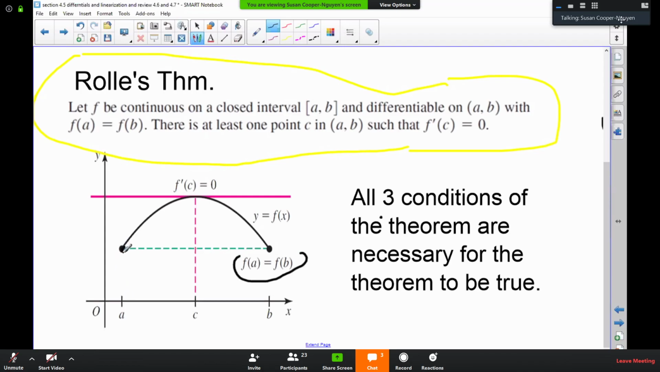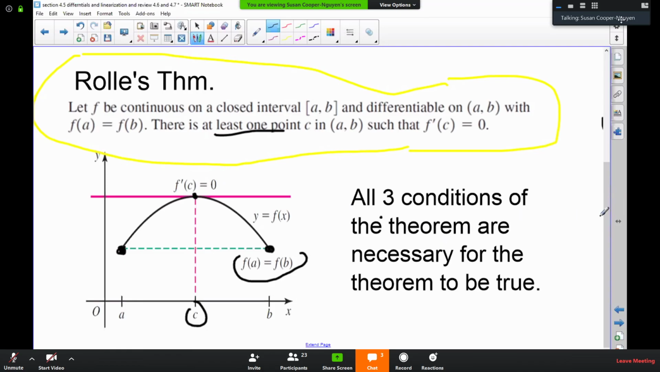So f of A is here, f of B is here. They have the same output, the same height, if you will. And there must exist a turning point. That's all Rolle's theorem is saying. There must exist at least one turning point at point C. Now, at least one. There could be multiple. Visually, a turning point, we now know, is where the equation of the tangent line is 0.